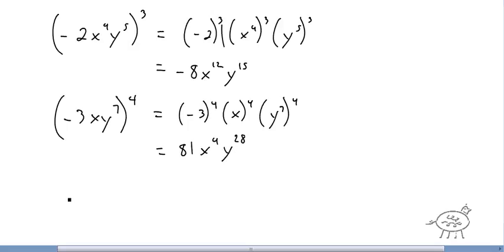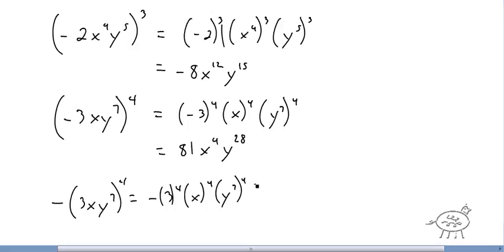If it was the exact same problem, and it was like this, negative 3xy to the 7th, to the 4th power, you do all your work, that negative just hangs out there on the outside, and then it's 3 to the 4th, x to the 4th, y to the 7th to the 4th. So you'd get negative 81, x to the 4th, y to the 28th.